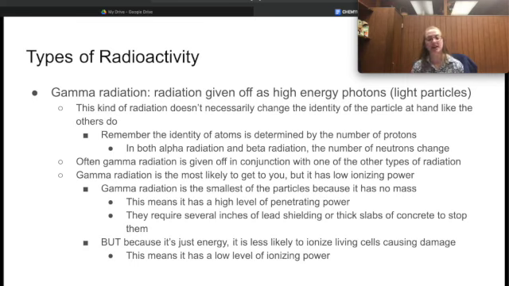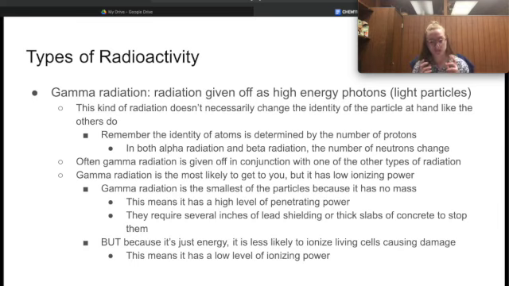Gamma radiation is the most likely to get to you because it's so much smaller, but it has a lower ionizing power. So what do I mean here? Well, gamma radiation is the smallest of particles because it's a light wave. It doesn't actually have any mass to it or charge to it or anything like that.